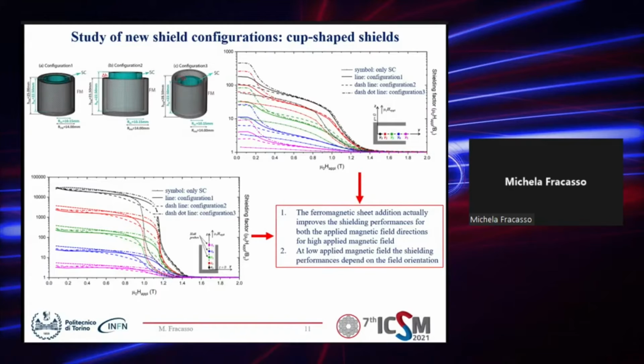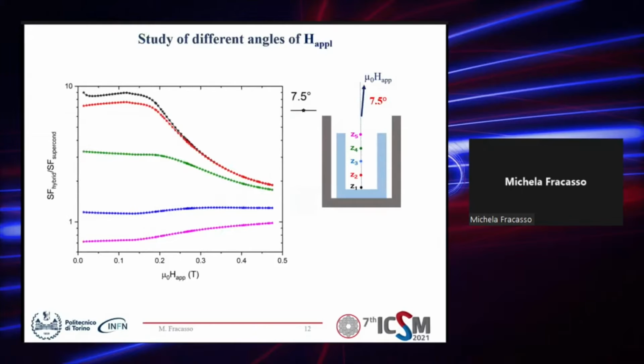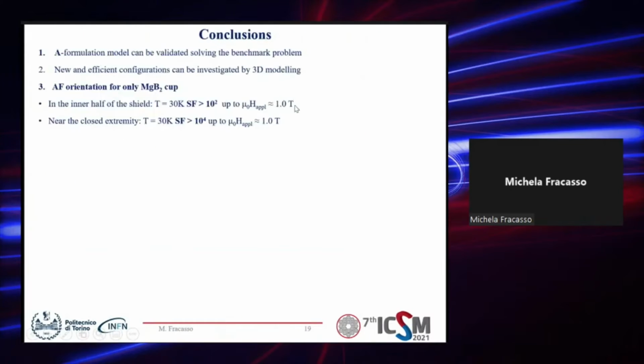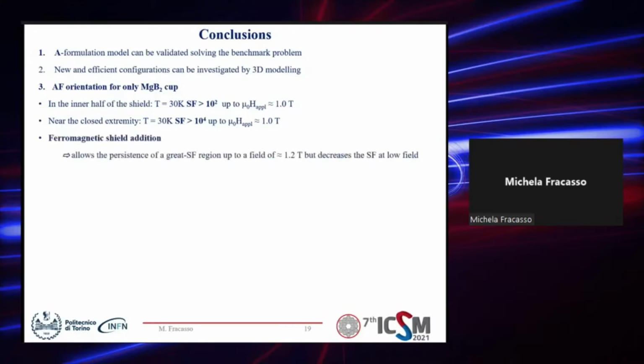For this reason, the second step is to study the shielding performances of the third geometry, which, as we can see from this picture, is the configuration with base up to 1.0 Tesla, and near the close extremity we obtain a shielding factor greater than 10 to the 4 up to 1.0 Tesla of applied magnetic field. Region up to a field of 1.2 Tesla.